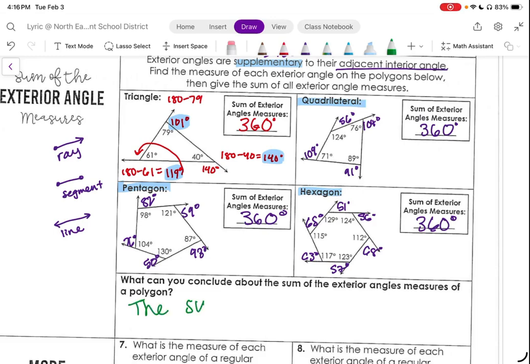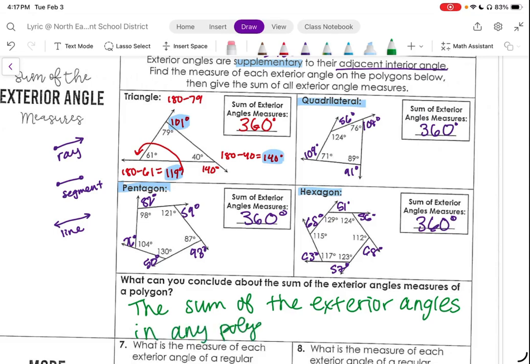The sum of the exterior angles in any polygon equals 360 degrees.